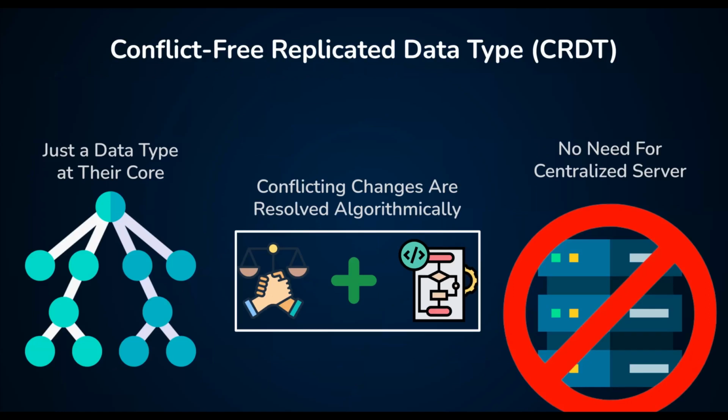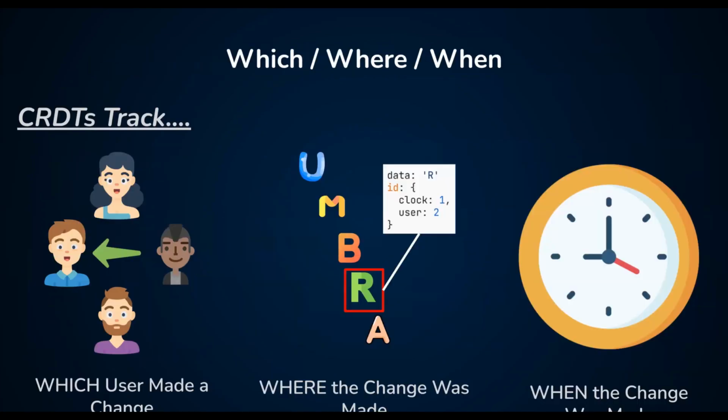We've implemented eventual consistency using conflict-free replicated data types, or CRDTs. These are specialized data structures with built-in conflict resolution, allowing conflicting changes to be reconciled algorithmically without relying on a central server. CRDTs track which user made a change, where in the document they made it, and when they made it. In addition, though, CRDTs assign each change a set of globally unique identifiers that further define its context and content.